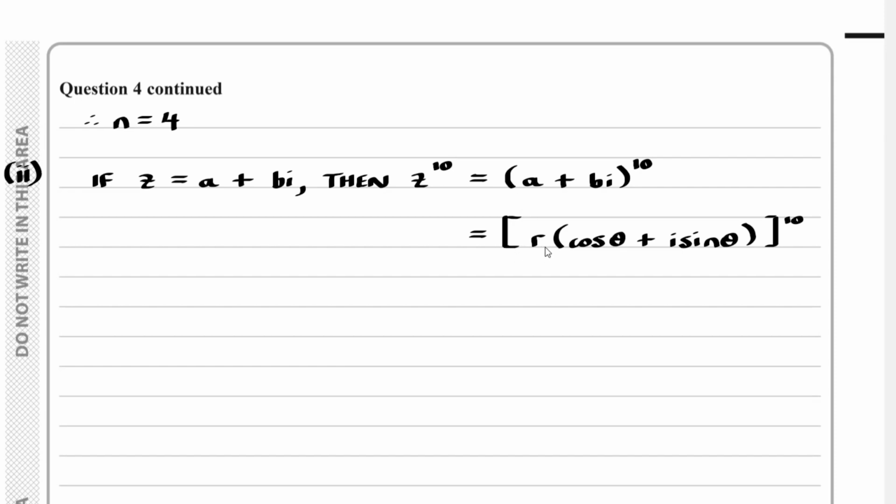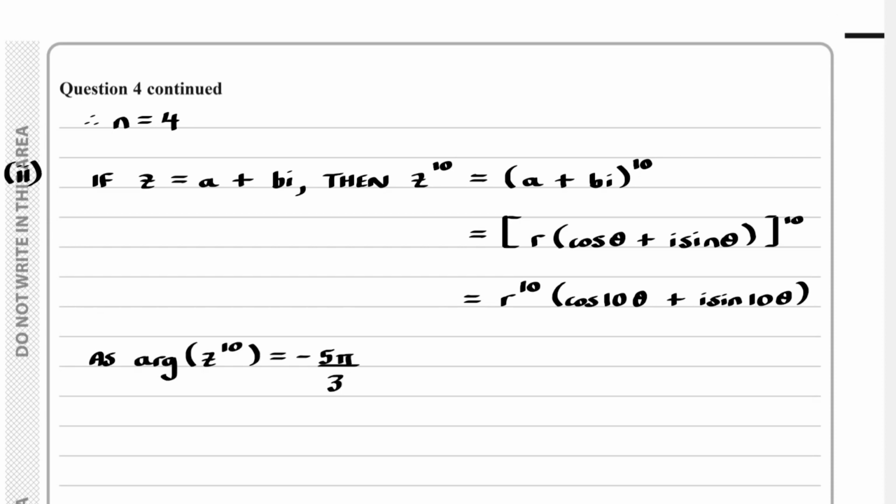We can rewrite this as r multiplied by (cos theta plus i sin theta) all raised to the 10, and using De Moivre's theorem, this is the same as r to the 10 multiplied by (cos 10 theta plus i sin 10 theta). What we also know is the argument of z to the 10 is equal to -5 pi over 3. And our argument here is 10 theta for z to the 10, meaning that 10 theta is equal to -5 pi over 3, which means theta is equal to -pi over 6.